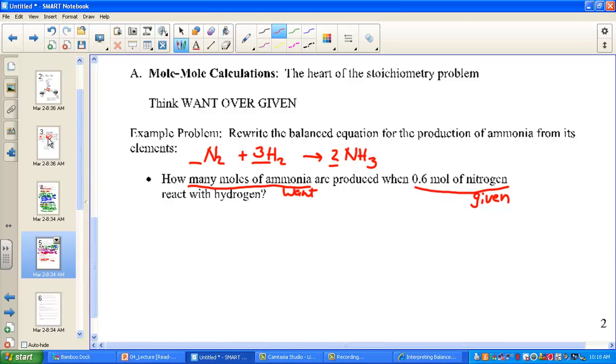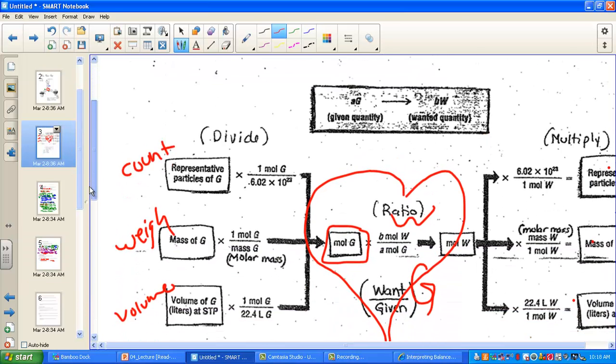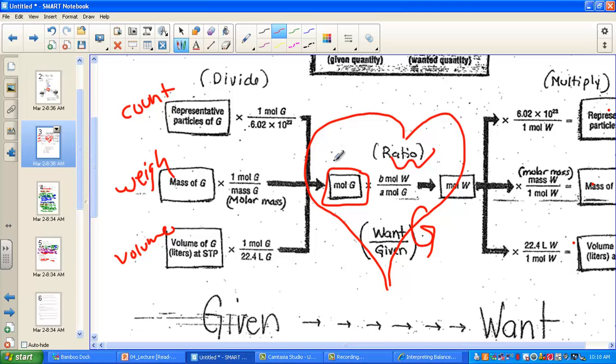Now look back at our roadmap and let's get an idea of a mole-to-mole calculation. The unit given, the moles. We want to know the moles. We call this in chemistry a mole-mole calculation. And I can easily see that it's a one-step conversion, moving from moles of given to moles of what I want, where the heart of our problem is the coefficient ratio. The coefficient, what do we want to calculate from the given quantity?